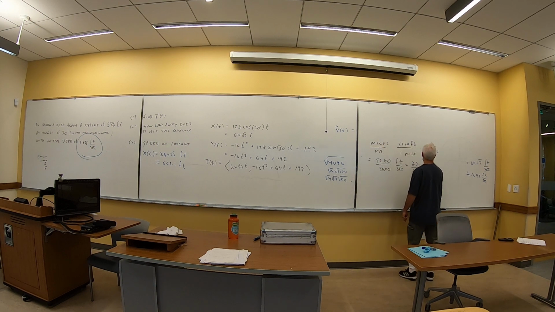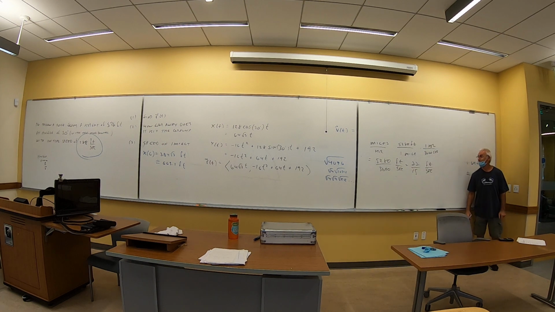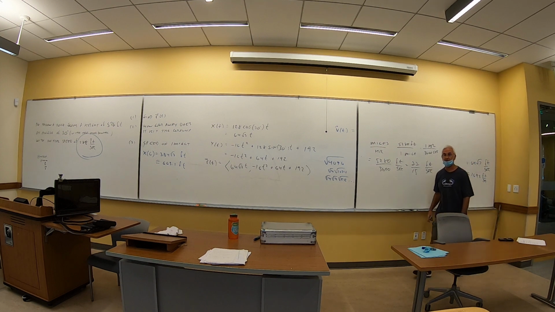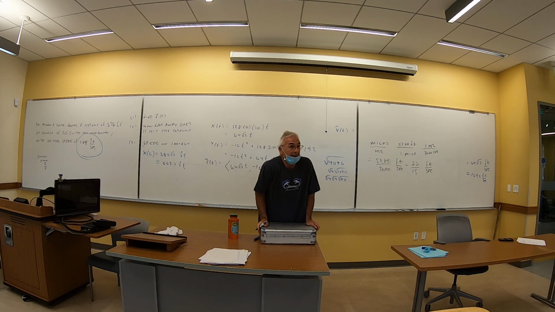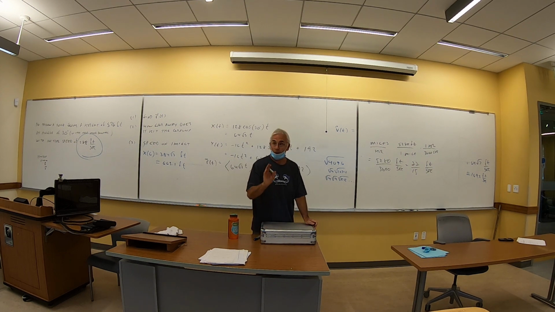Only 2/15. That's what this reduces to. So 1 mile per hour is 22/15 feet per second. 1 foot per second is 15/22 miles per hour. Do you find that to be remotely useful? Almost an easier, really quick and dirty way.